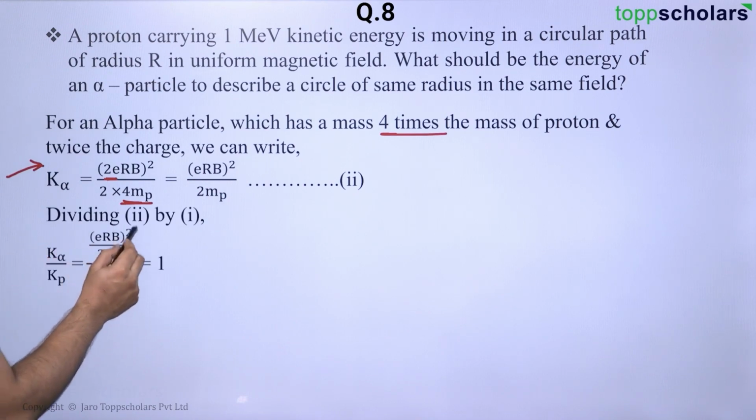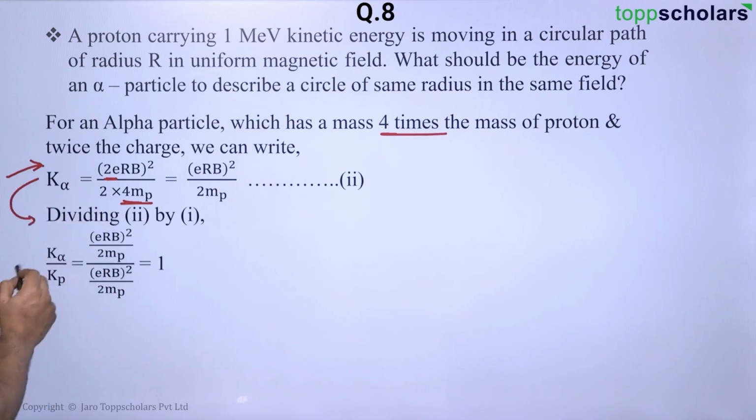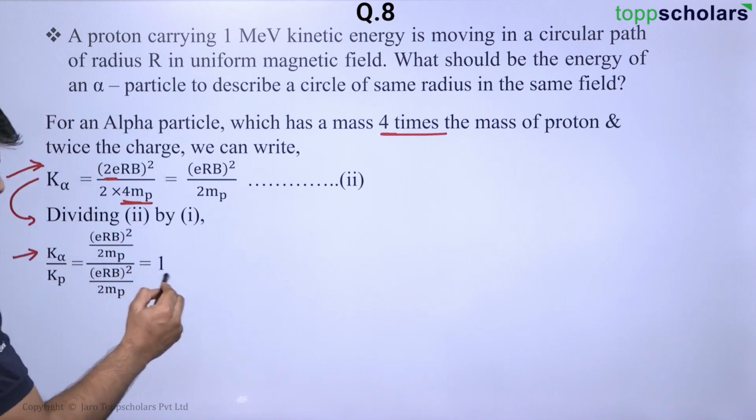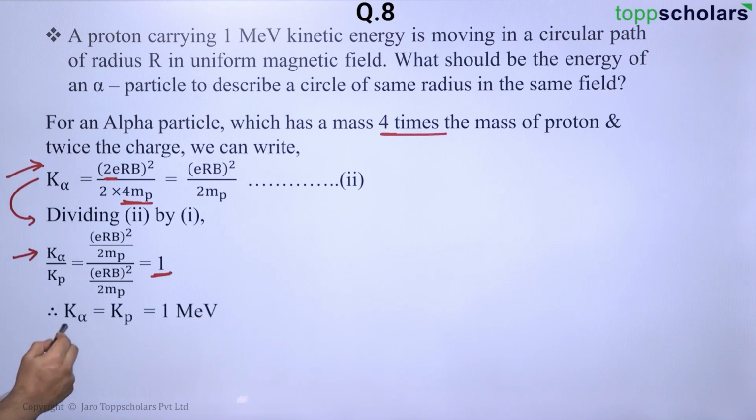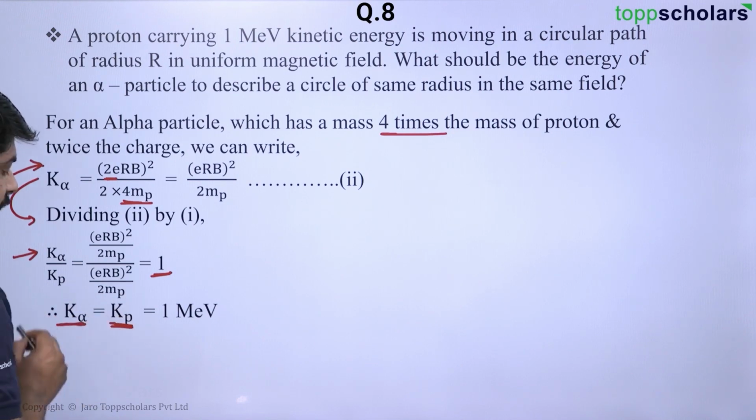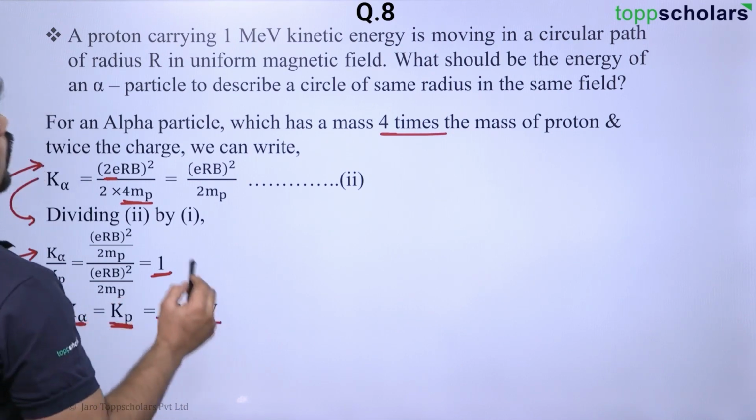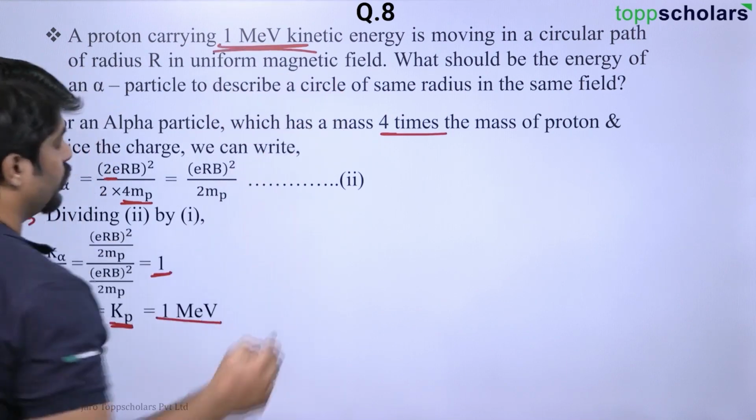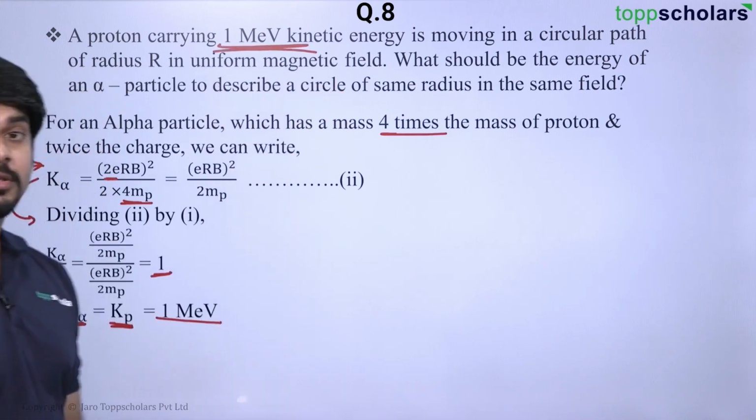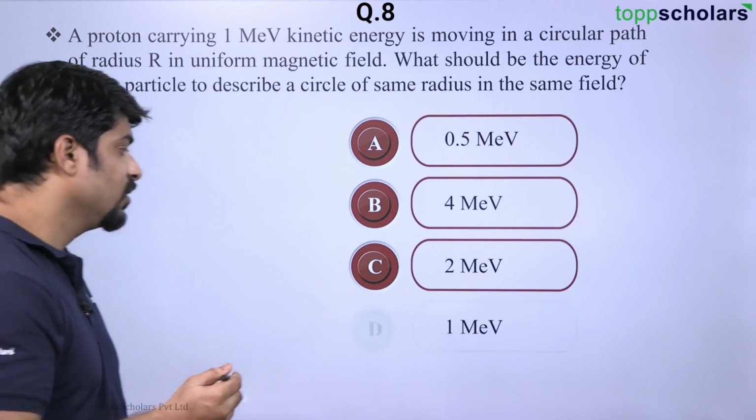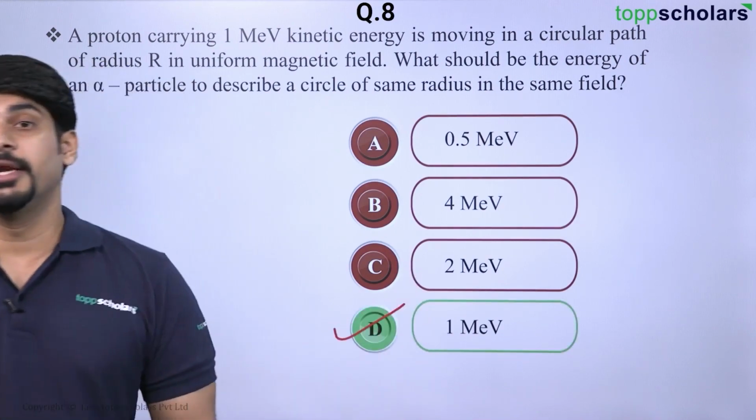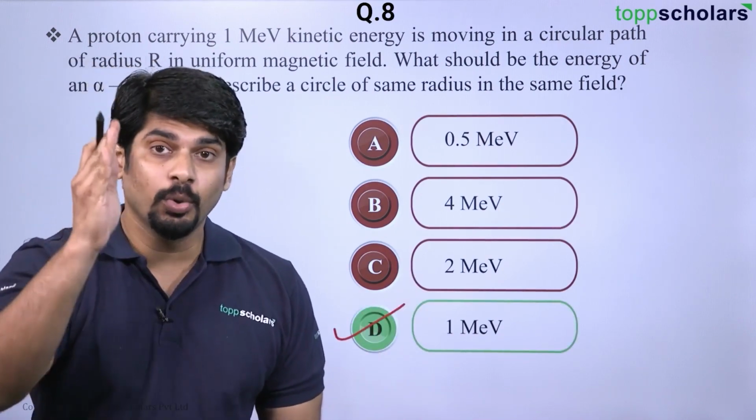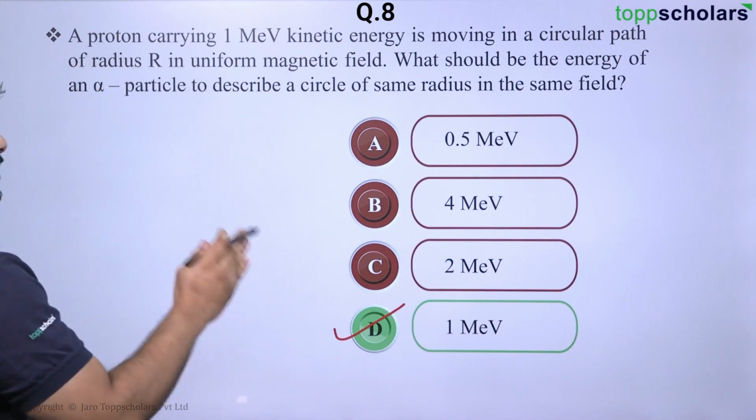If we divide this equation by the previous equation for the proton, we get 1 only. That means K alpha is equal to Kp. The kinetic energy of alpha should be equal to the kinetic energy of proton, and it is 1 mega electron volt, that is given here. Therefore the correct answer in this question is going to be option D, that is 1 mega electron volt. So that's the correct answer.